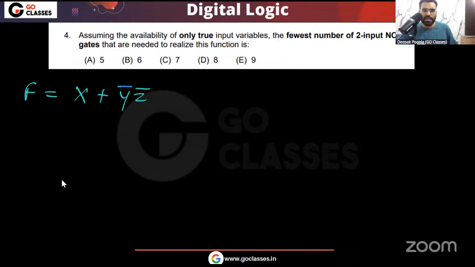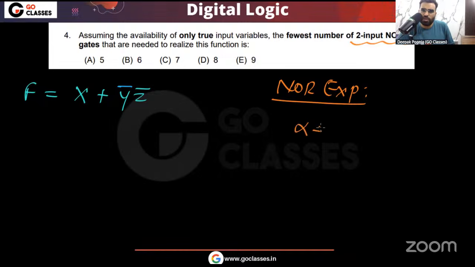This is f. Can you see something here? Can you see something in this expression? Yes, you can already see this is a NOR expression. Yes or no? You can already see that there is a NOR expression in our function. You don't have to think too much.